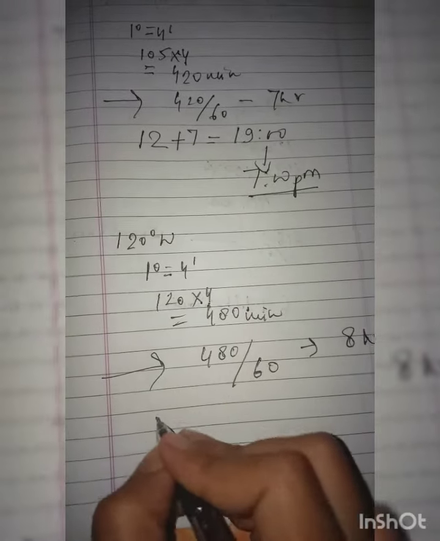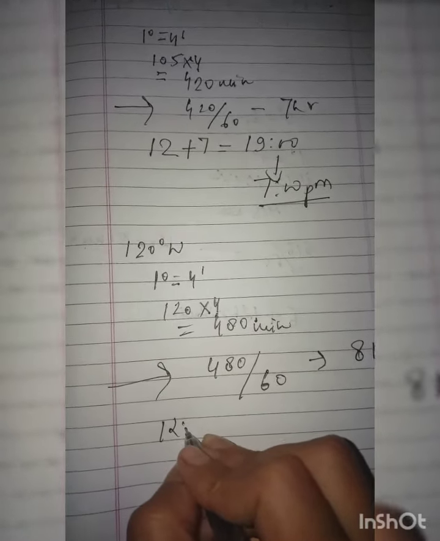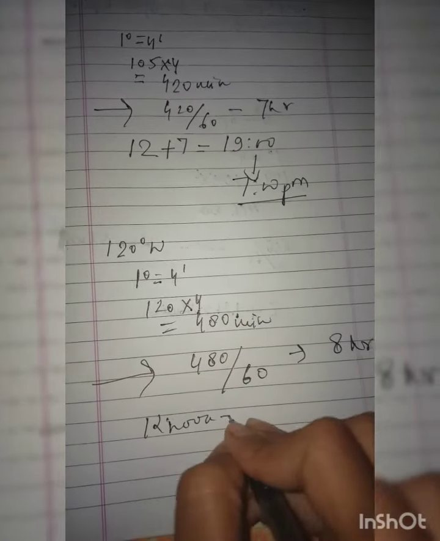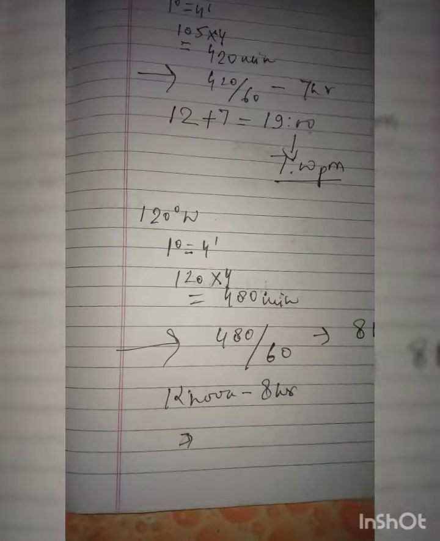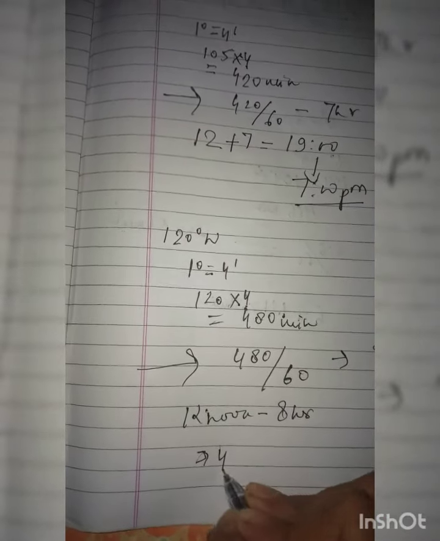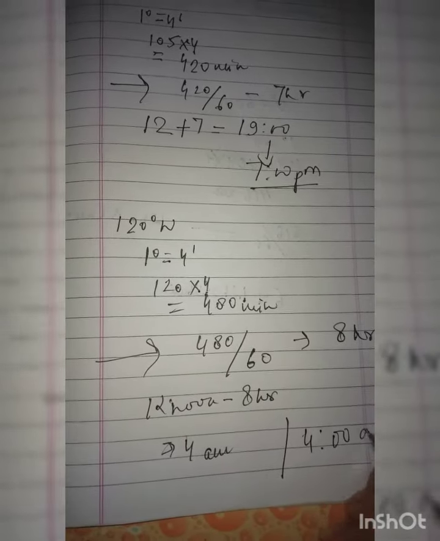So now, as at Greenwich it was 12 noon, 12 noon minus 8 hours, the answer will be 4 a.m. You can write it as 4 a.m.